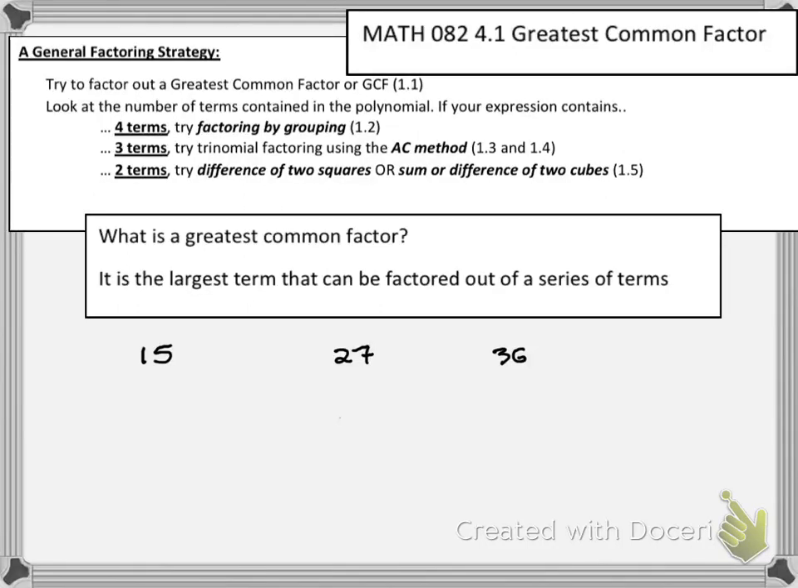Hi everyone, this is a Math 082 video. This is 4.1, which deals with the greatest common factor.